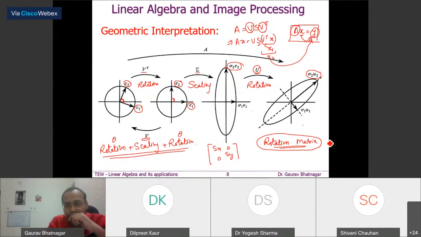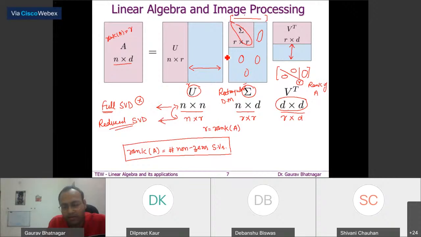Sir, what is the blue part in the U matrix in your previous slide? You showed in the sigma matrix, that is an R cross R square matrix. What is the blue part in this U matrix? You are talking about this blue region, basically. Yes, this region. Is it all zero?